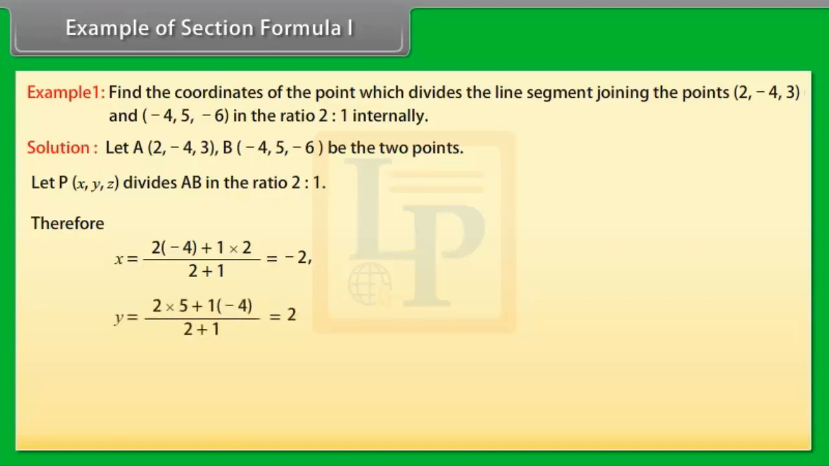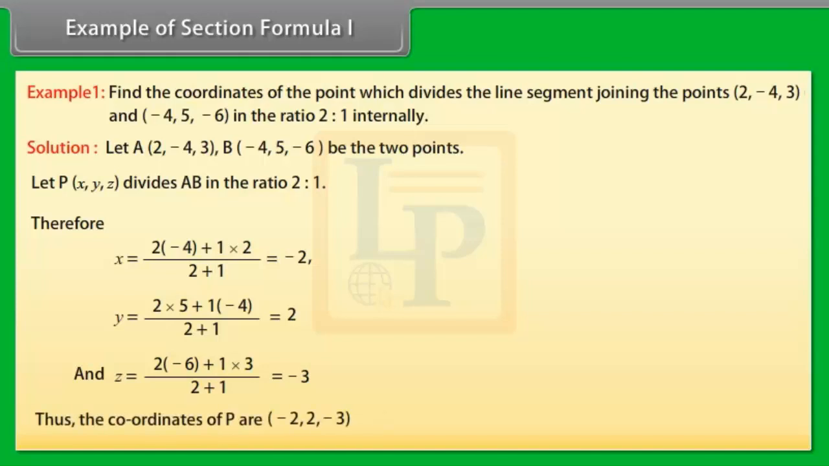y = (2 into 5 plus 1 into -4)/(2 plus 1) = 2, and z = (2 into -6 plus 1 into 3)/(2 plus 1) = -3. Thus, the coordinates of P are (-2, 2, -3).